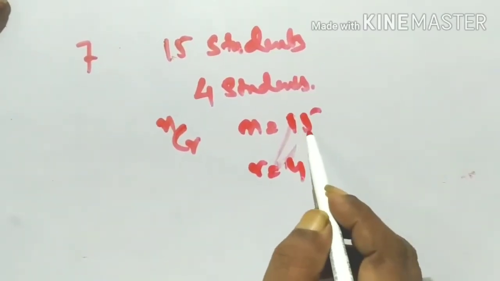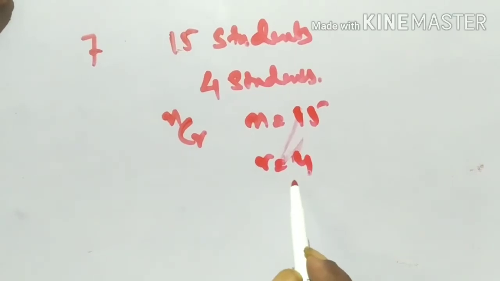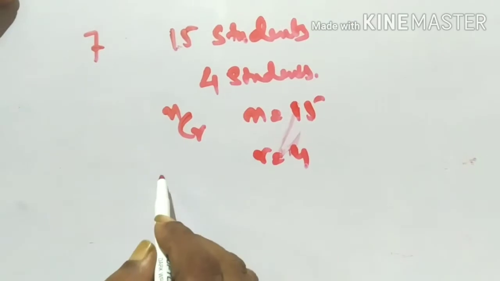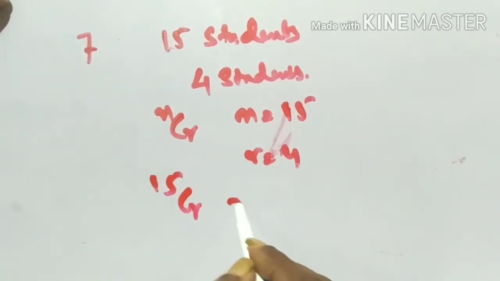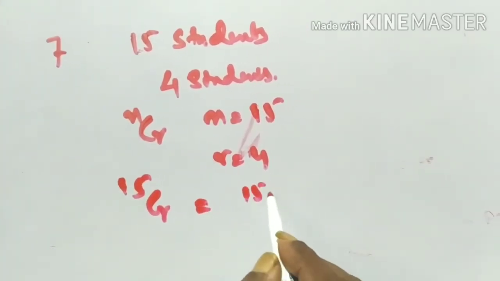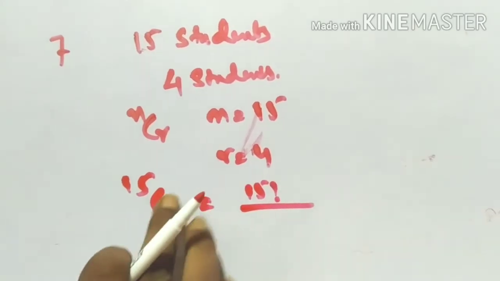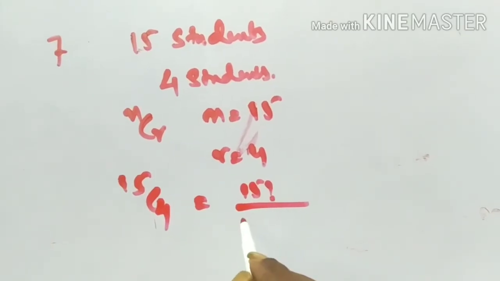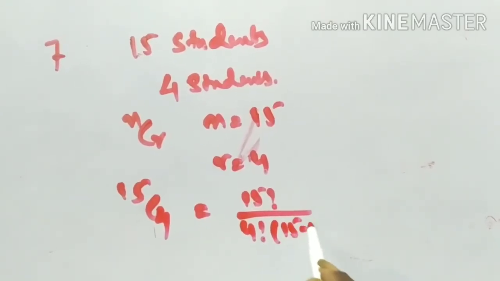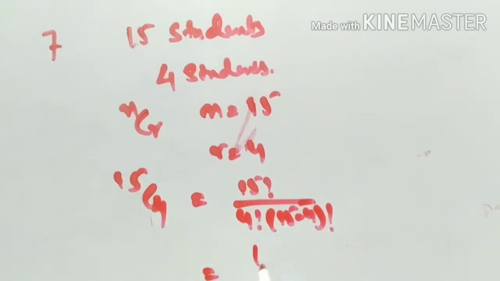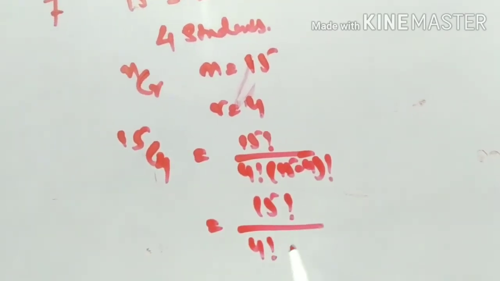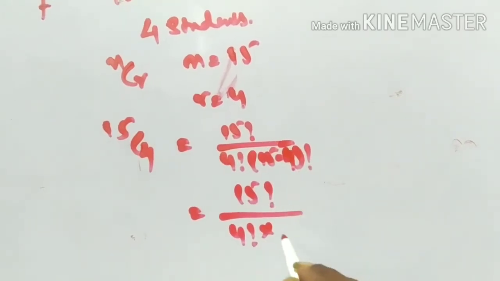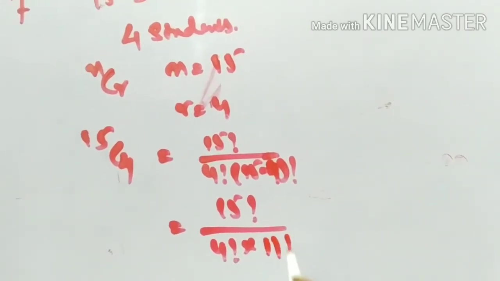The total number of students given to you is 15, and the number of students that you require at a time is 4. Now you place the value: 15C4 is equal to 15 factorial by 4 factorial into (15 minus 4) factorial, that is 15 factorial by 4 factorial into 11 factorial.